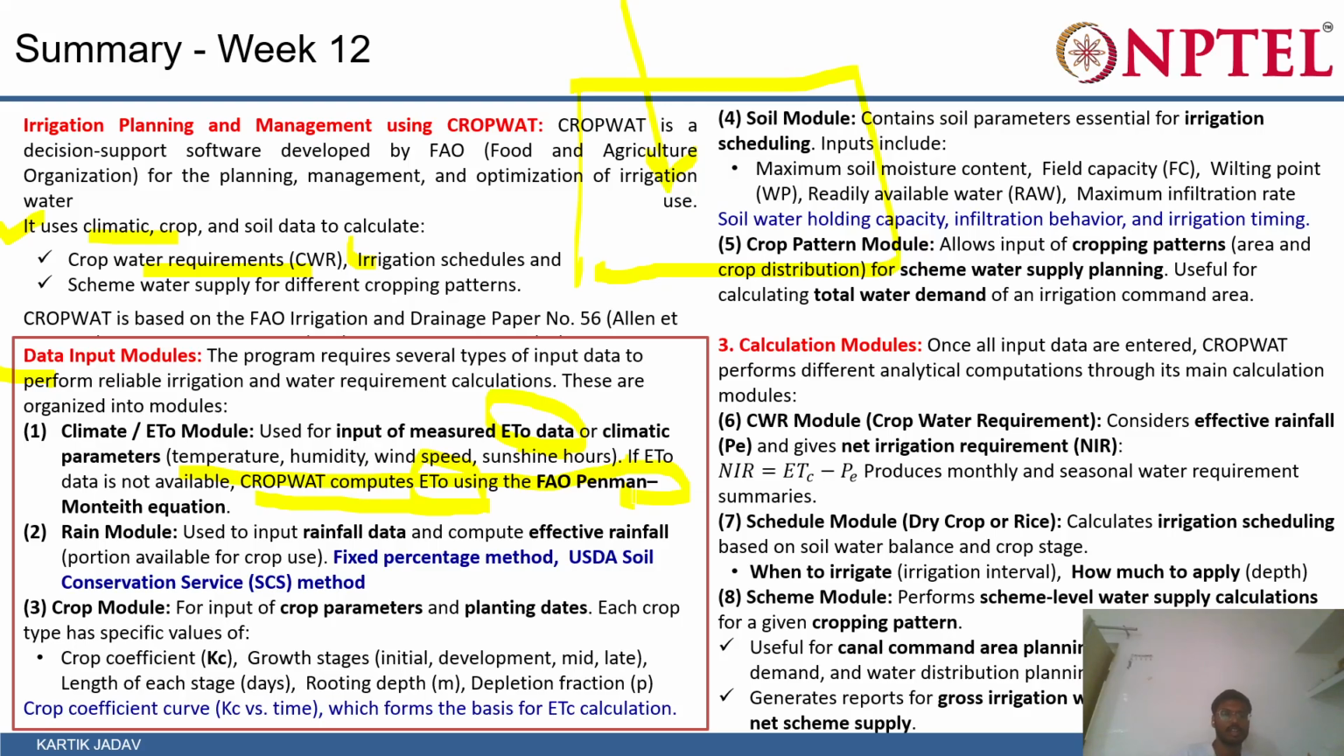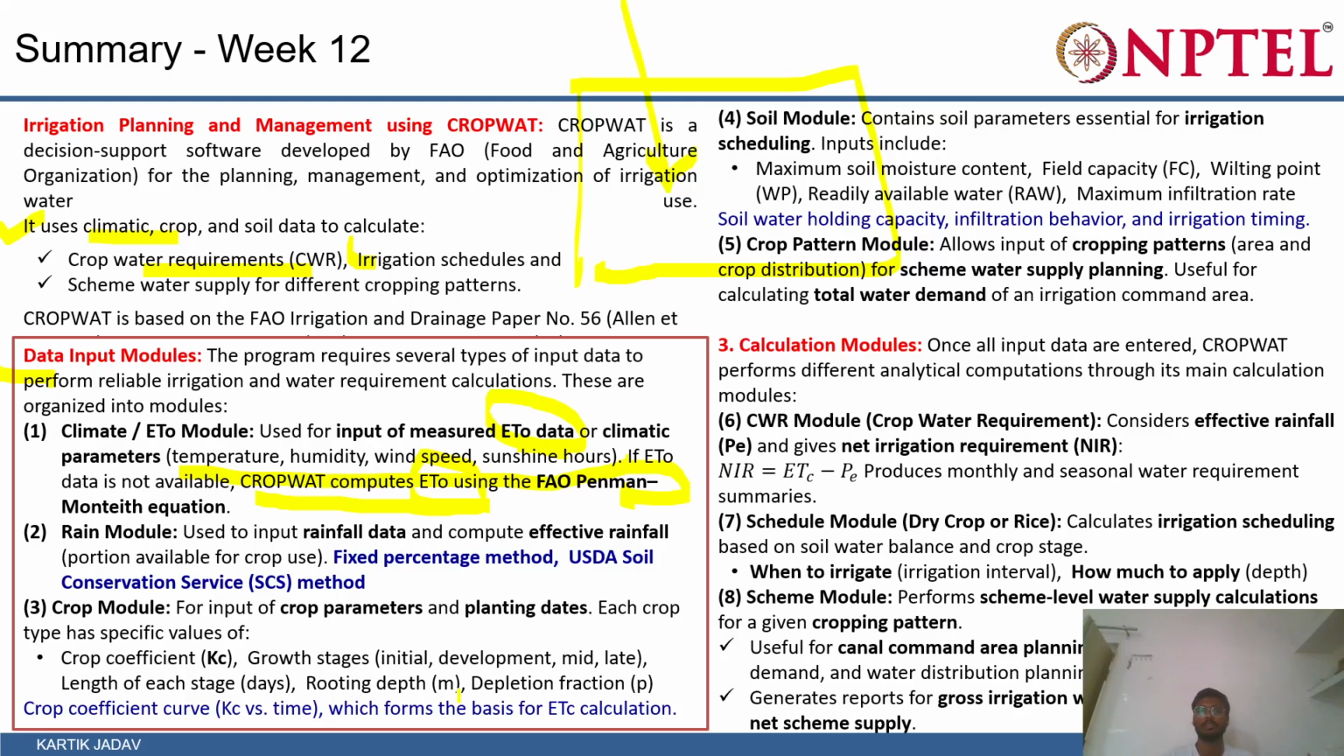So after this climate rain module, we have a crop module. The crop module just provides the crop parameters and planting dates, and each crop type has specific values of crop coefficient, growth stage, then the initial, development, and late stage, length of each stage, rooting depth, depletion function, and crop coefficient curve, which help us decide the basis for ET calculation.